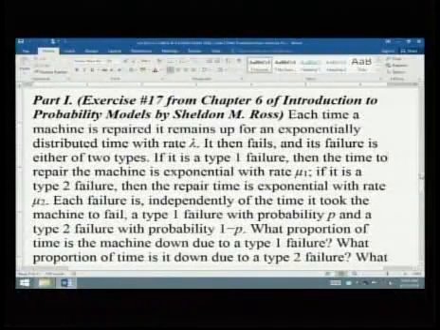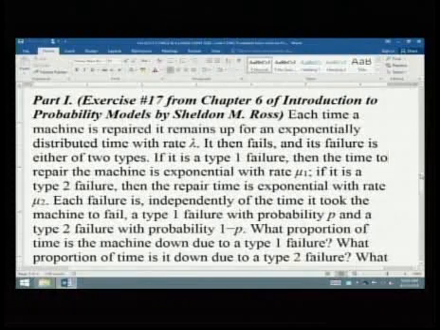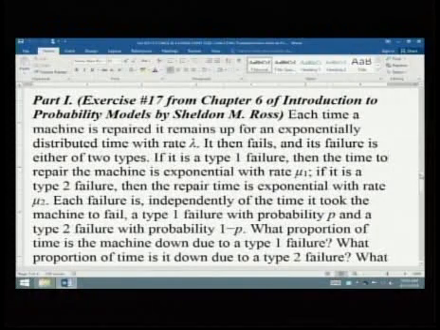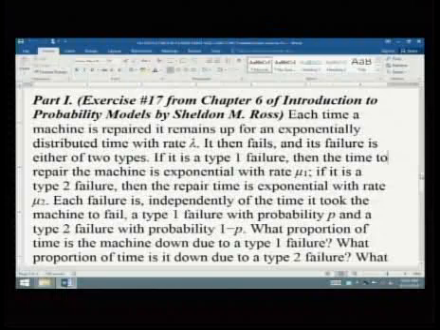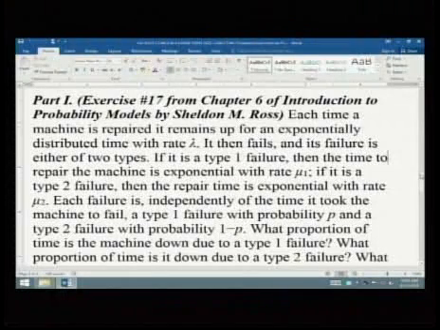Morning. Okay, so here's the first problem. So, could you take one?